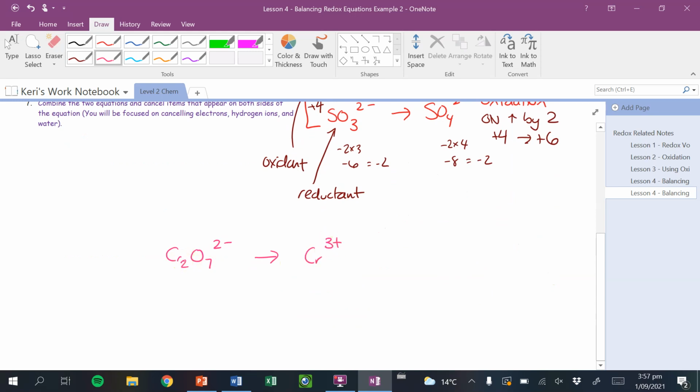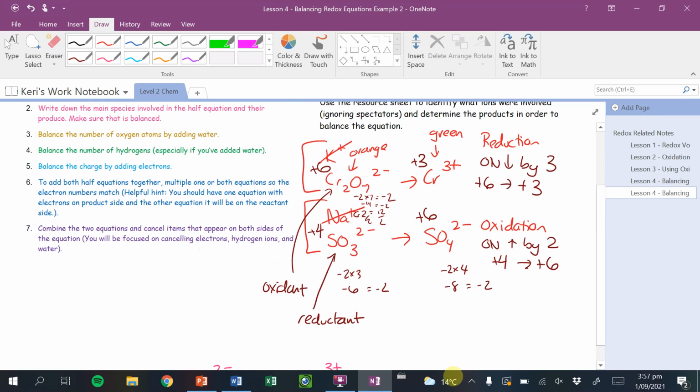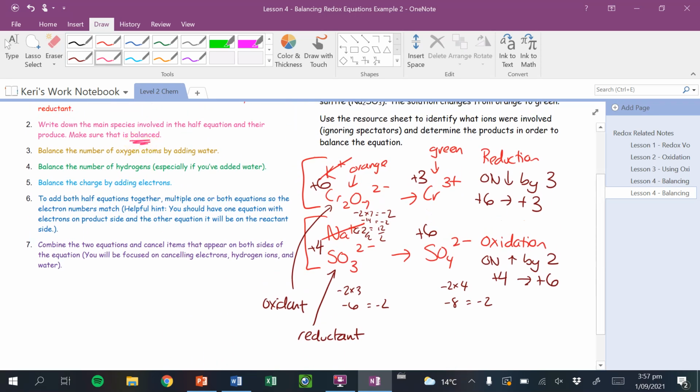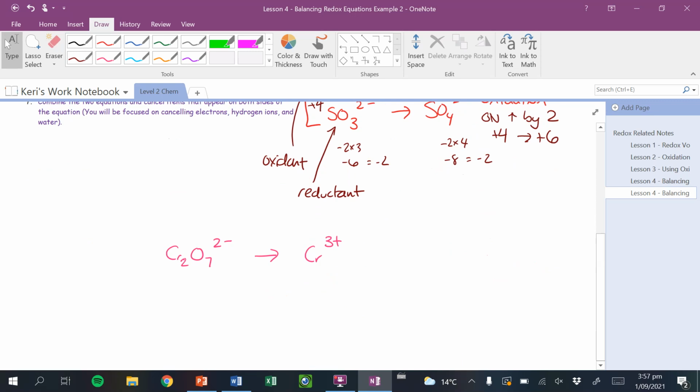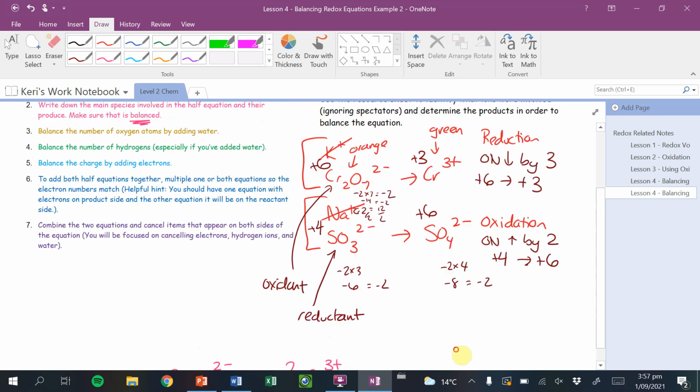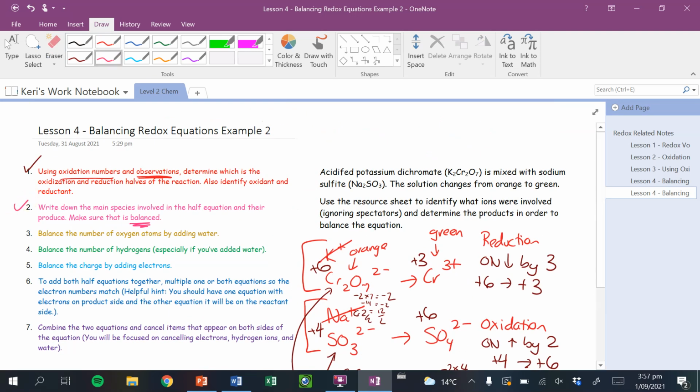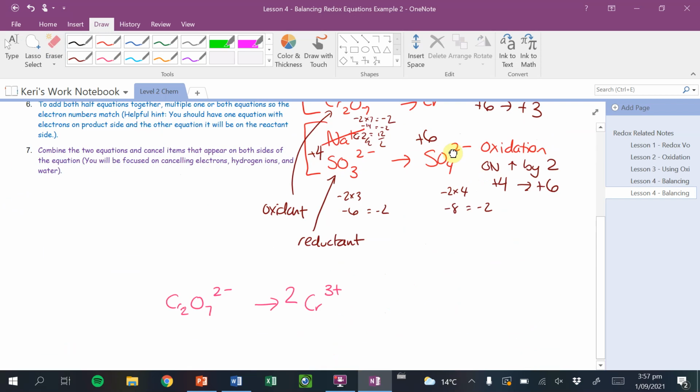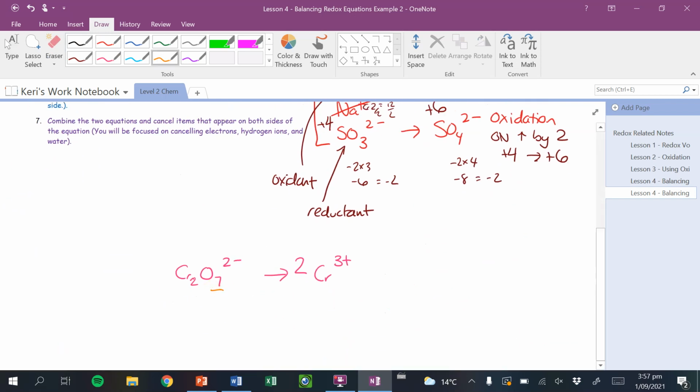So my first step is to write down the reactant and the product, and this is something that you haven't seen before, balancing that active component, which is the chromium. So I see there's 2 on this side. So since there's 2 on that side, I need to make sure I have 2 on the opposite side. So I'm putting a 2 in front to represent that. There you go. All right, done that step. Next one is balance the number of oxygens by adding water. So I see that there are 7 oxygens here, so I'm adding 7 waters. That's where that number is going.